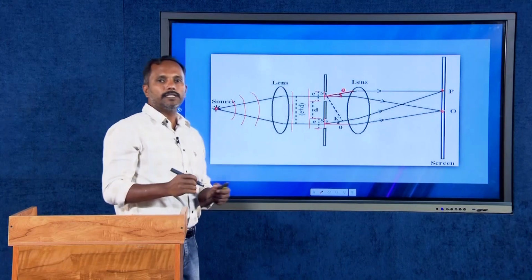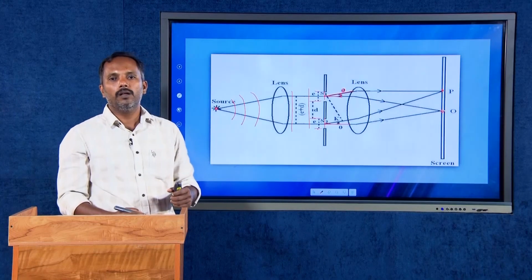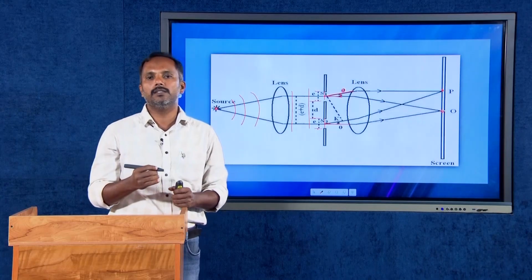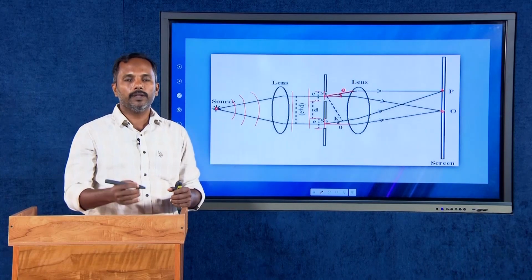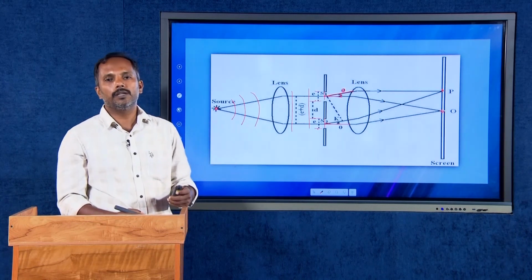Now, if theta changes, P also changes. So, P is an arbitrary point on the screen. So, we have to calculate what the intensity is at point P. Then we can easily get the intensity distribution due to this double slit diffraction.